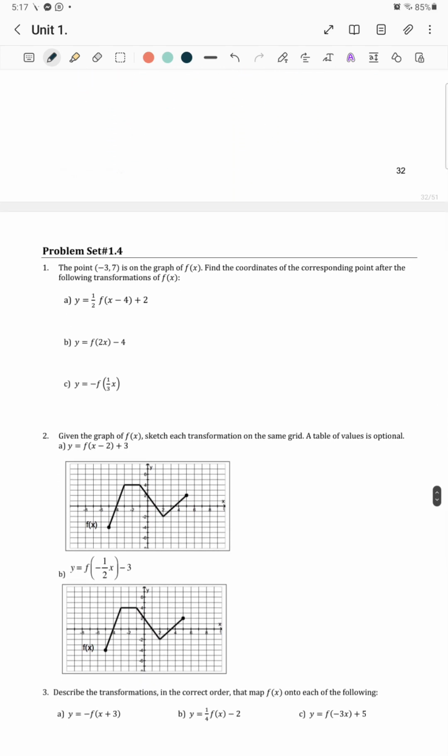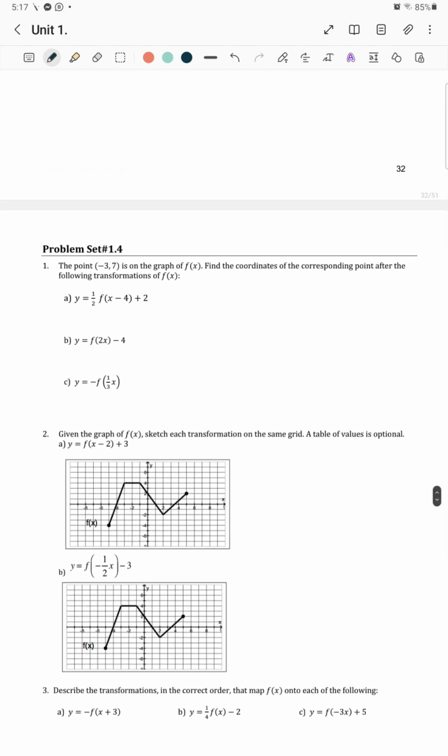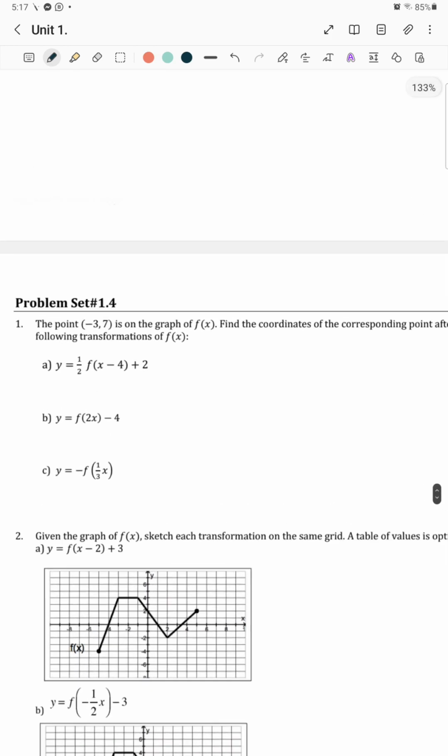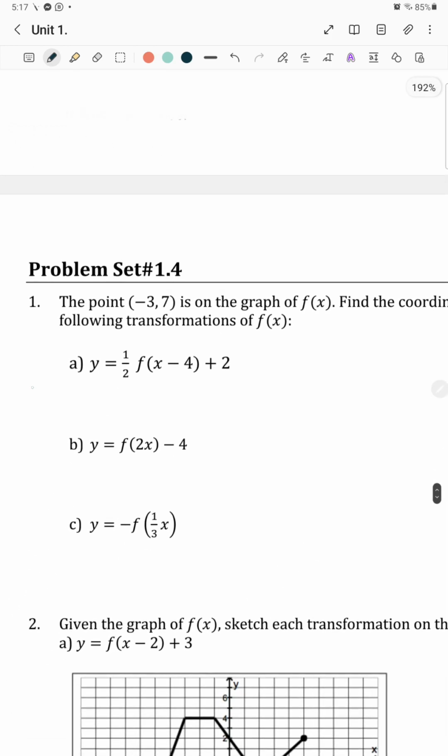The point is on the graph f of x. Find the coordinates of the corresponding point after the following transformations of f of x. So the point minus 3, 7 is on the graph. Point is minus 3, 7 on the graph.